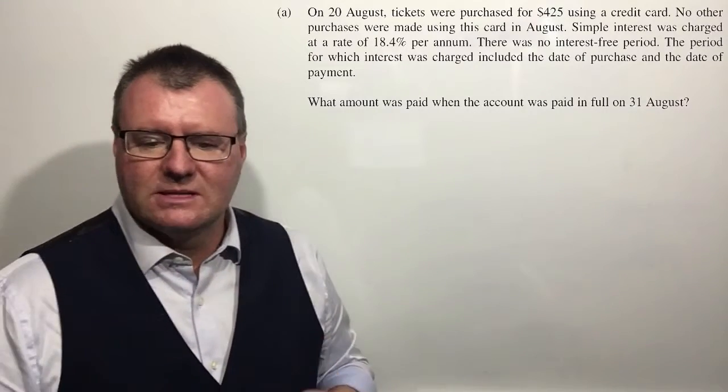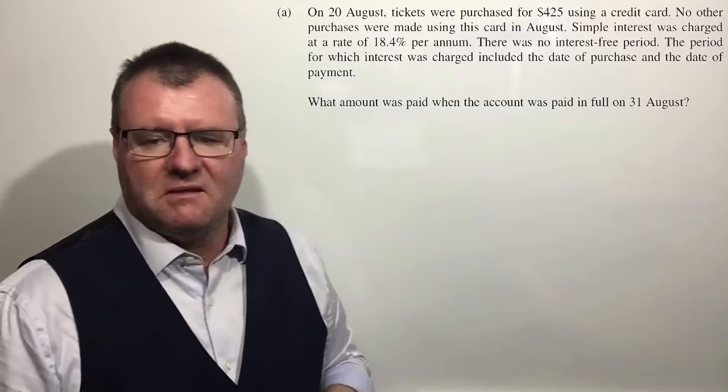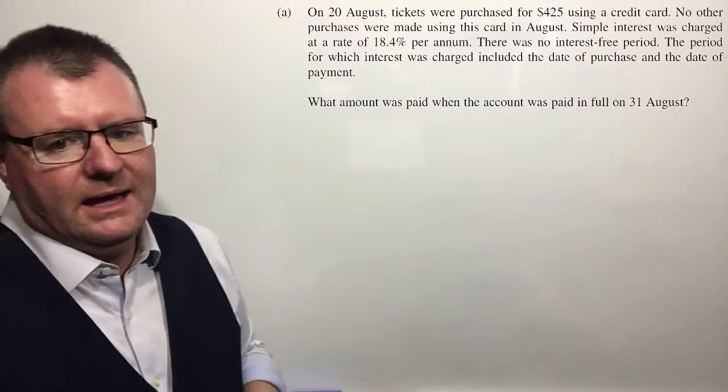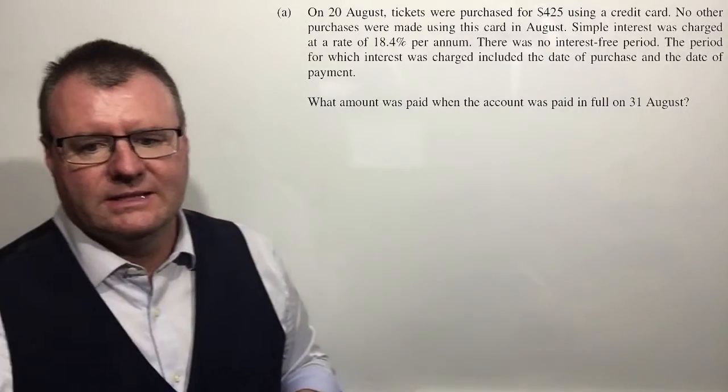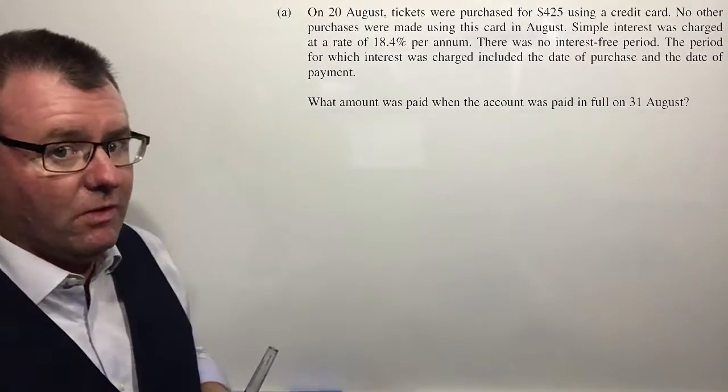18.4% per annum was the simple interest rate. There was no interest-free period, so we don't need to cover that off. And the period covers the date of purchase and the date of payment. What amount was paid when the account was paid in full on the 31st of August?